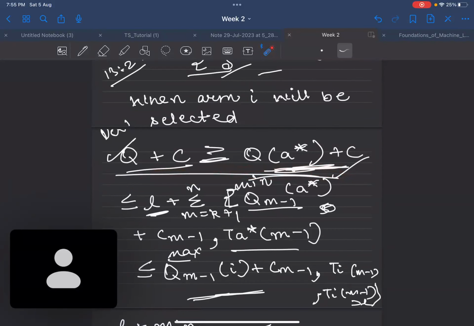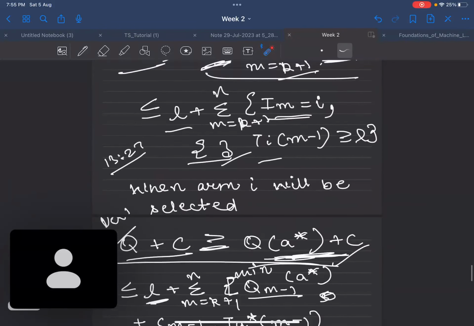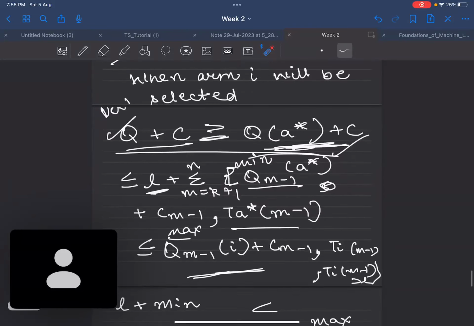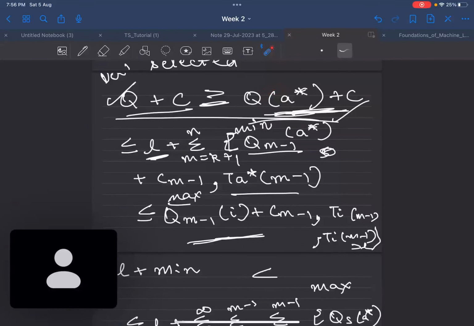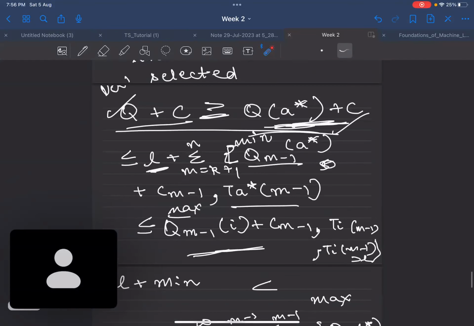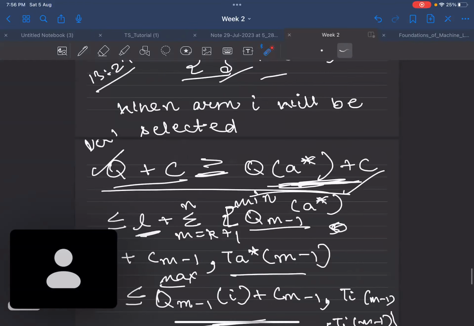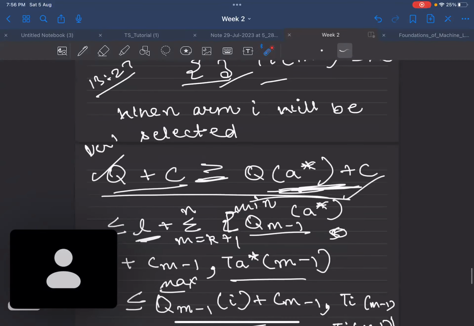This is the condition on which we are choosing arm I. So we'll choose arm I when that is greater than the optimal one, as the doubt was asked. Let's assume for now that it is greater than the optimal arm, then we have chosen arm I. Then we came up with this min and max. You got it? If it is greater than this, then obviously the min will be greater than max.